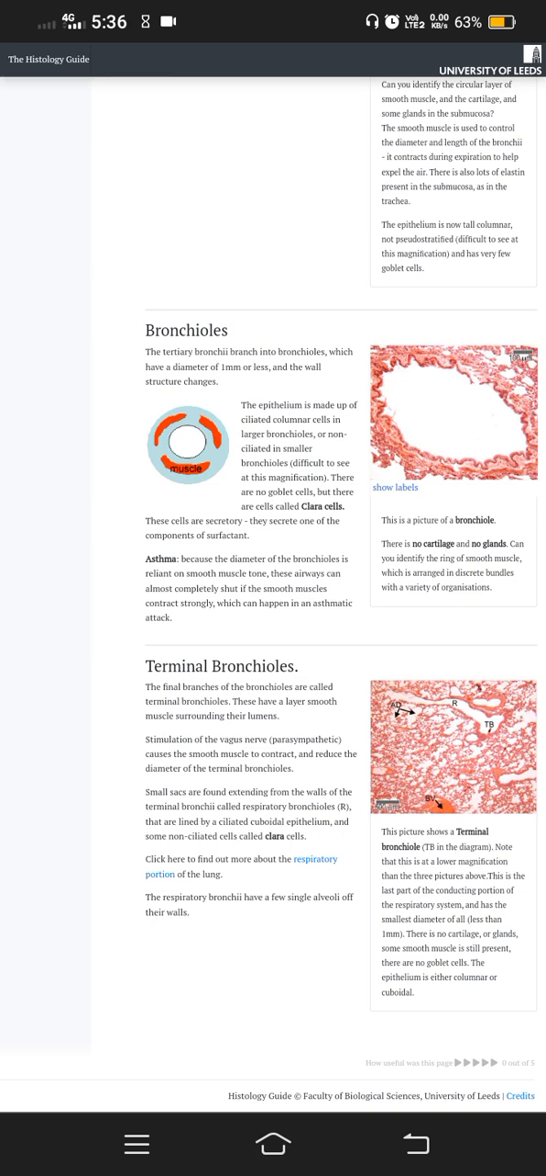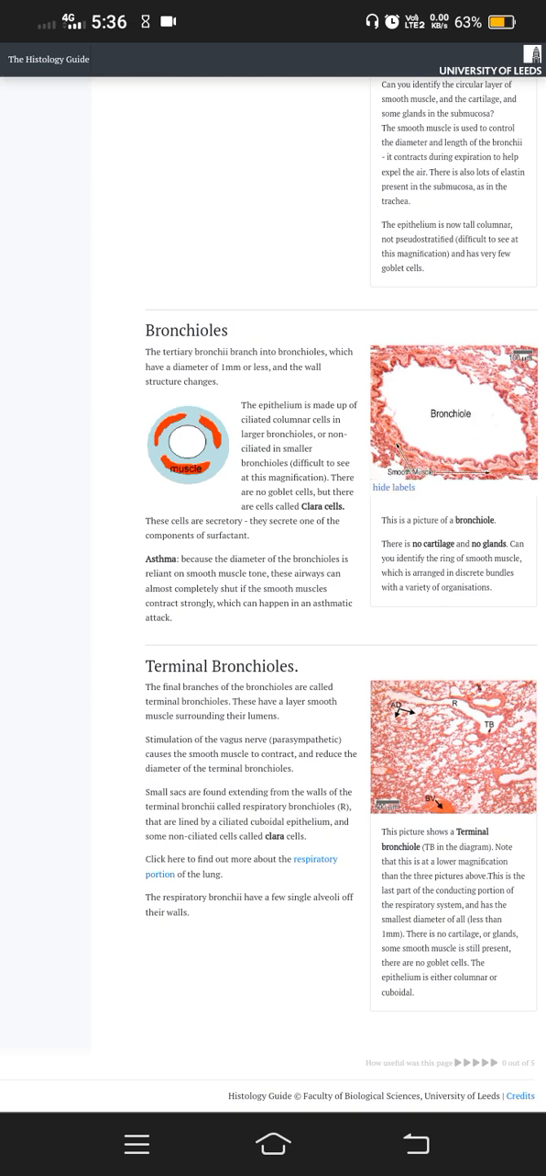Then asthma. Because the diameter of bronchioles depends on smooth muscle tone, these airways can almost completely shut if the smooth muscles contract strongly, which can happen in an asthmatic attack. Then terminal bronchioles. Before that, this is a picture of a bronchiole. There is no cartilage and no glands. Can you identify the ring of smooth muscle?